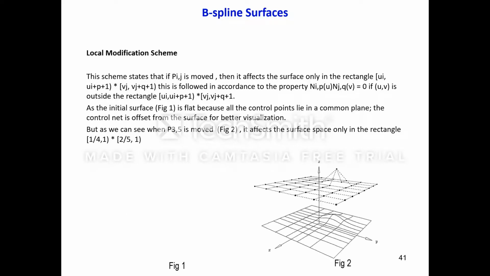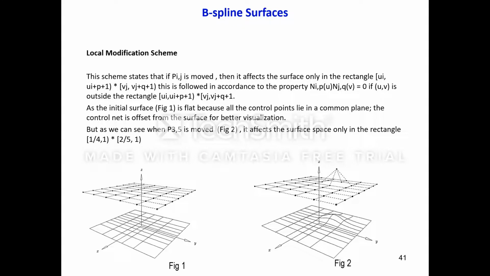The other important property is the local modification scheme. As we can see in the diagram, the scheme states that if P_ij is moved, then it affects the surface only in the rectangle [u_i, u_(i+p+1)) times [v_j, v_(j+q+1)). As you can see in the second diagram, we just move the point P_3,5 and it changes the rectangle 1/4 to 1 and 2/5 to 1.